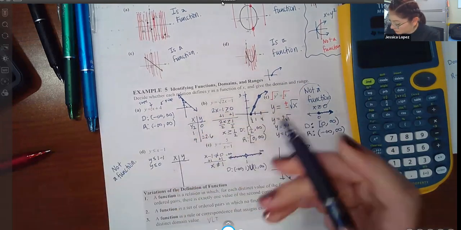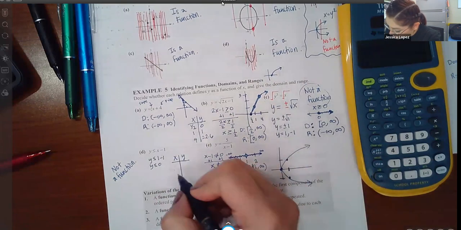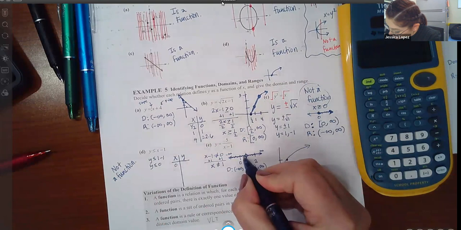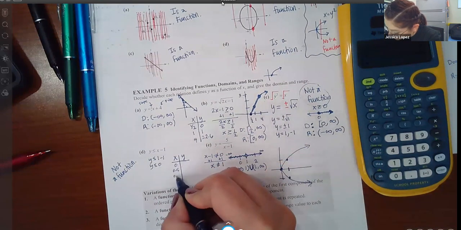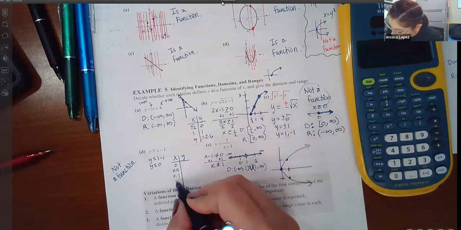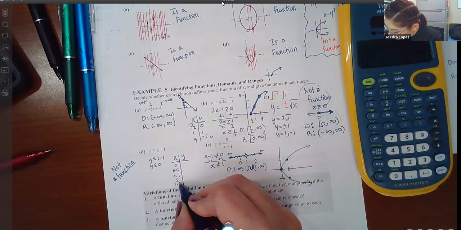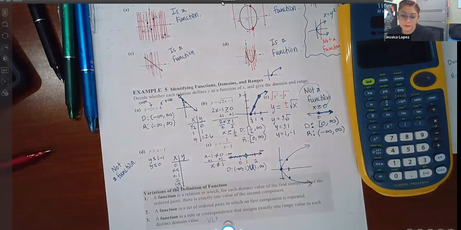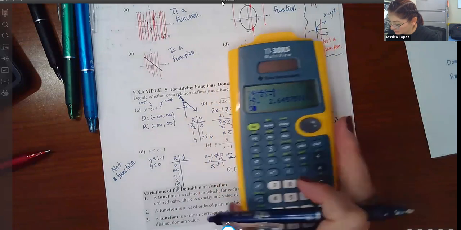So what I want to do is plug in a number like 0 and 2. So 0 and then get closer, like 0.5 and even closer, like 0.1. And then I want to plug in 2 and then get closer, in between would be like 1.5, and even closer would be like 1.1. So I want to see what I get when I plug these in. So the function is 5 over x minus 1.